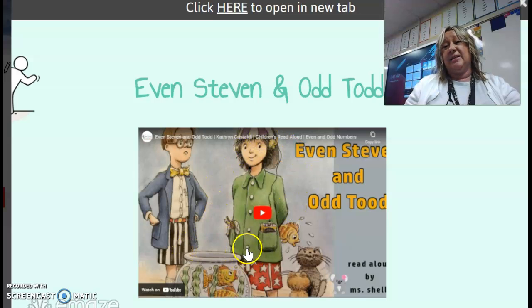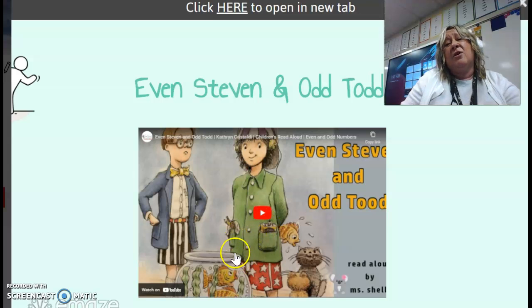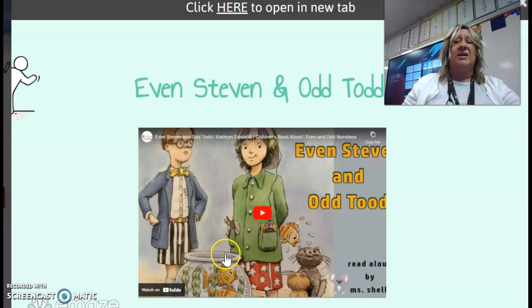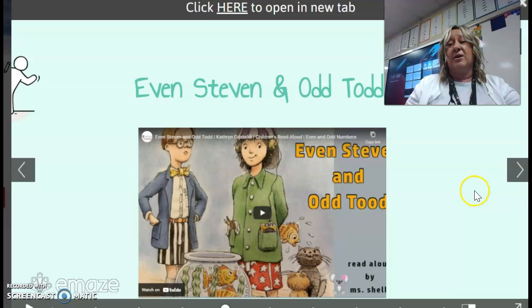This is his cousin. His cousin's Odd Todd. And Odd Todd, he's kind of a mess. Okay? But he just likes to have fun and he has things everywhere and he likes things to be a little odd. And so by the end of the book, they figure out how Even Steven's not exactly all the way right and neither is Odd Todd, but together it works out just fine. Okay, and we'll read that book here in class or you will watch the video a little bit later, okay?